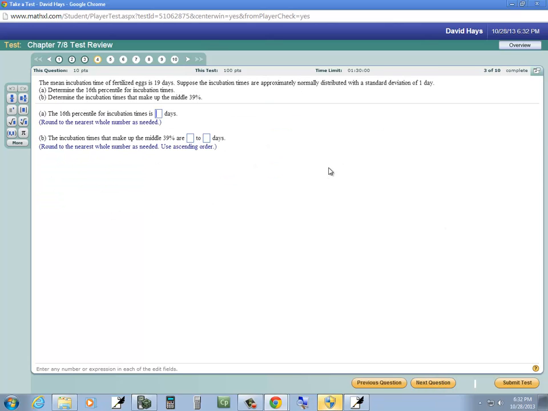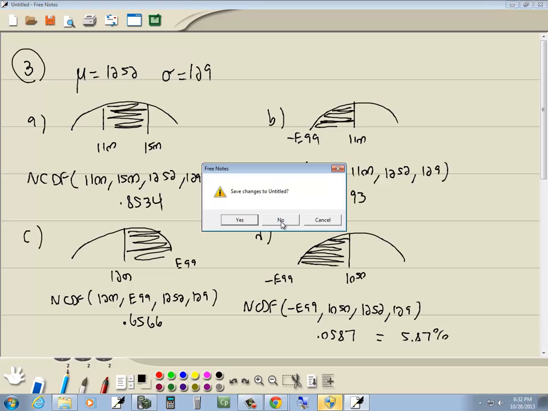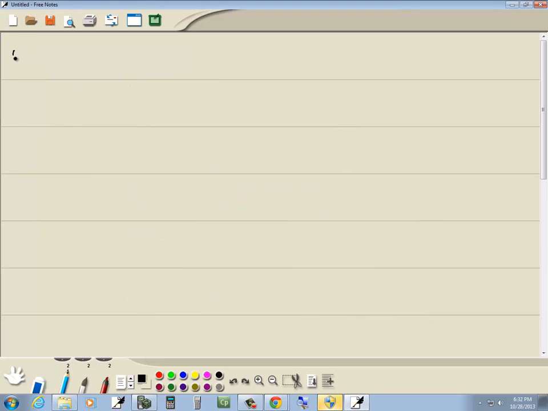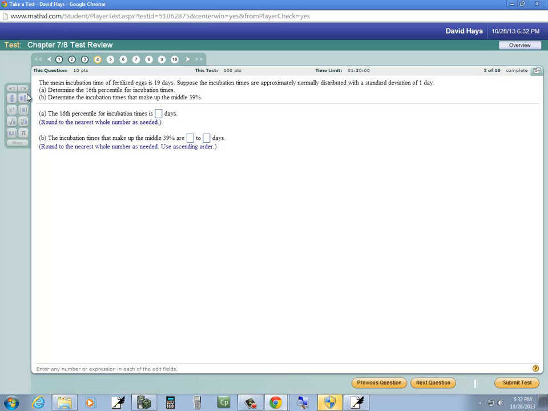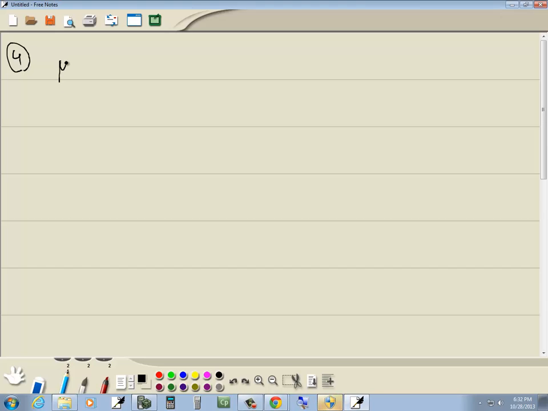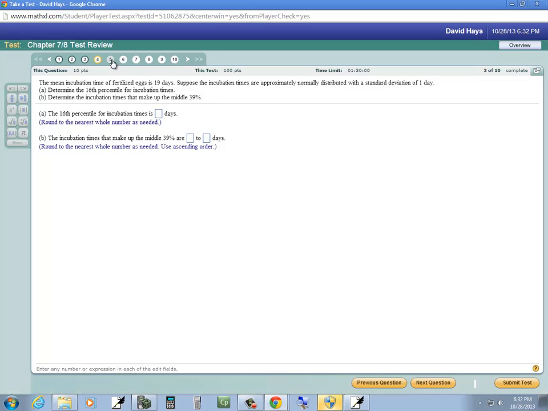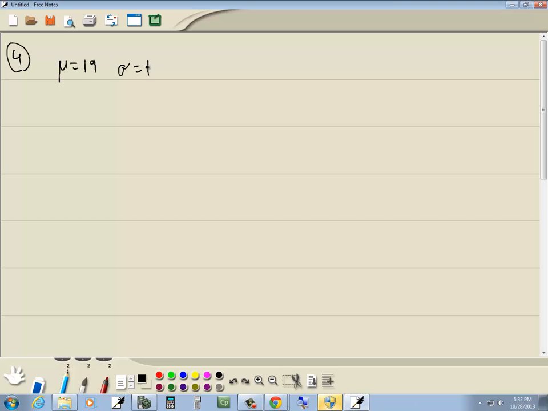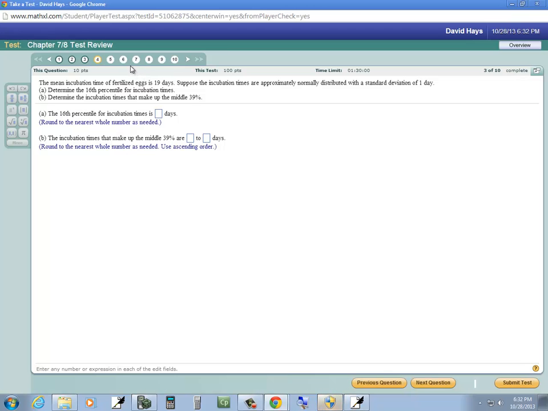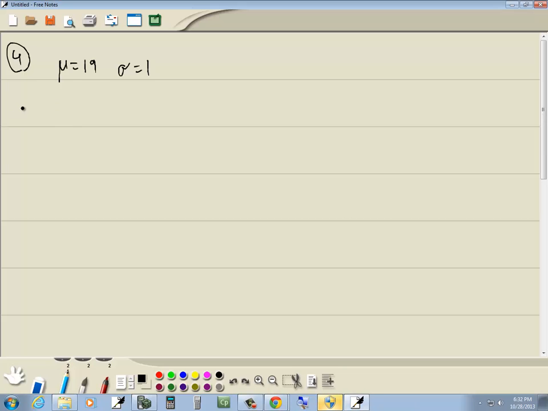Okay, next problem, number 4. The mean incubation time is 19 days, so mu is 19. Suppose the incubation times are normally distributed with a standard deviation of 1 day, so sigma is 1. Determine the 16th percentile for incubation days. 16th percentile means your value is more than 16% of the data, so this is what we're trying to find. If that's 16%, this is 84%. They have to add up to 100.